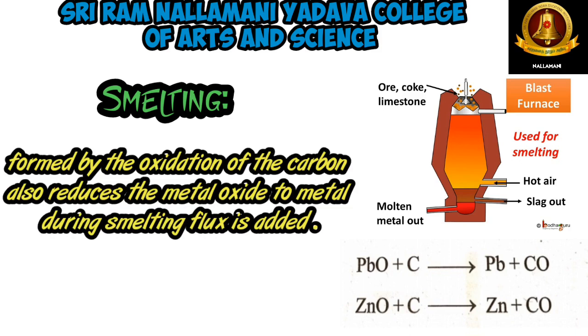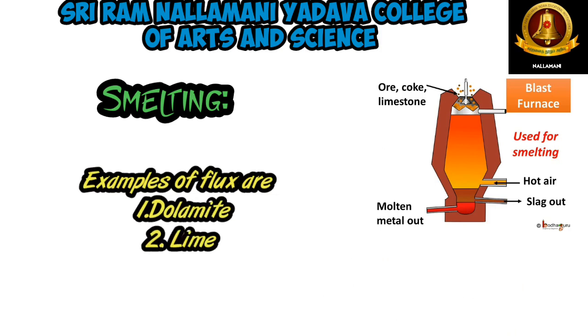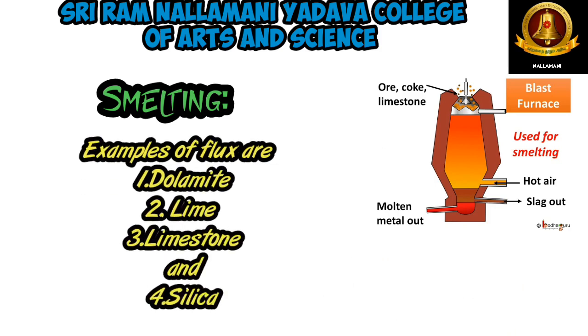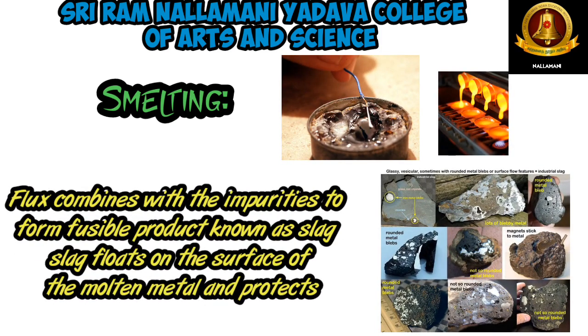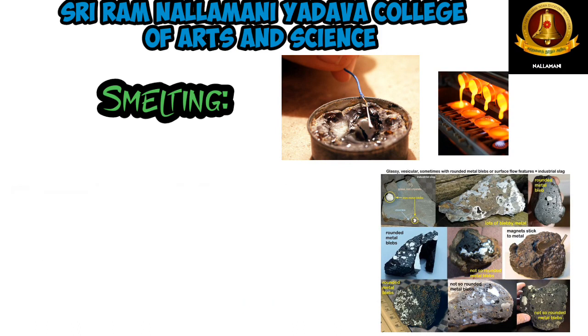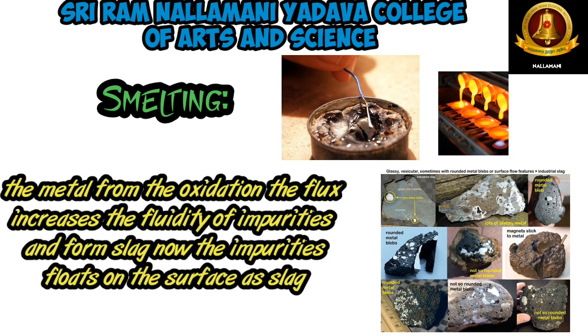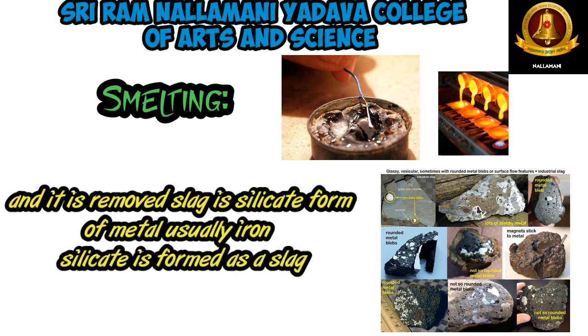During smelting, flux is added. Examples of flux are dolomite, lime, limestone, and silica. Flux combines with the impurities to form a fusible product known as slag. Slag floats on the surface of the molten metal and protects the metal from oxidation. The flux increases the fluidity of impurities and forms slag. Now the impurities float on the surface as slag and it is removed.